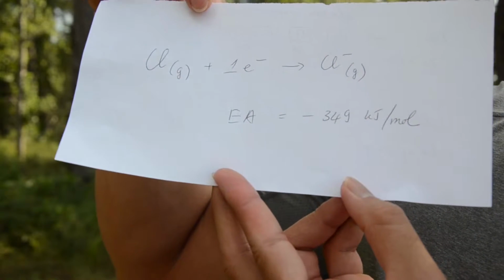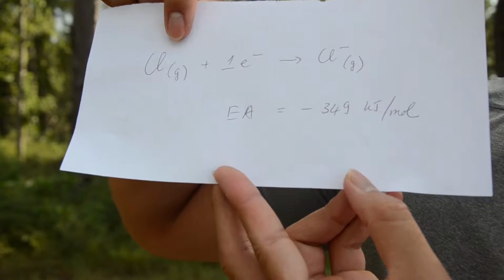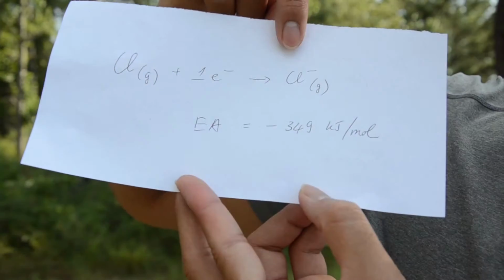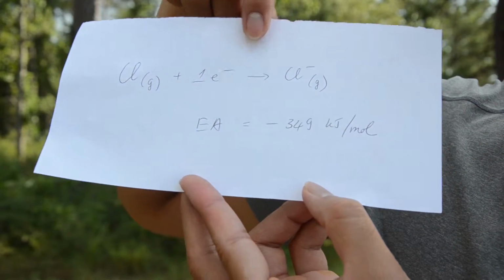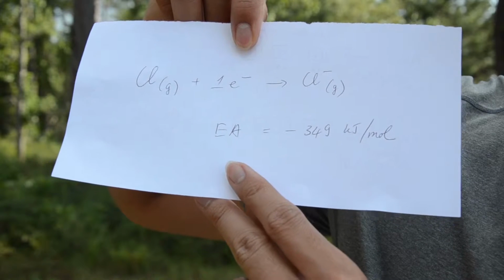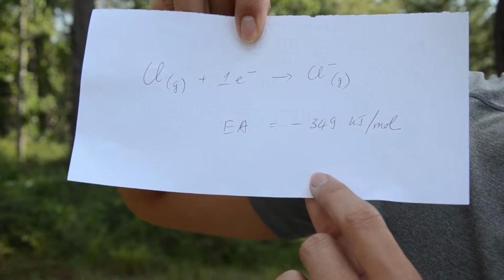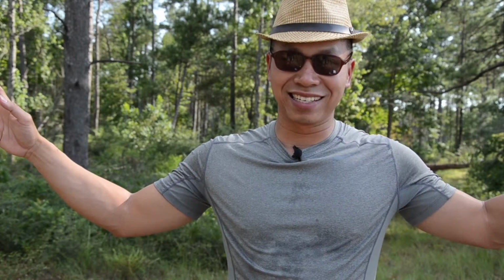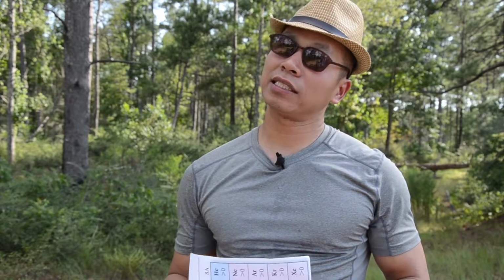So I'll give you an example. Chlorine in the gas state, when it gains one electron, becomes Cl-, and the energy released is -349 kilojoules per mole. Okay, so why do we need to know about this? Electron affinity is a measure of how easily an atom will accept an additional electron. So we can know how active an atom or ion is.